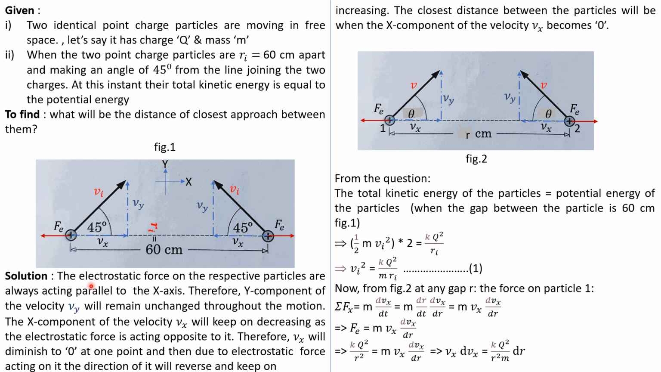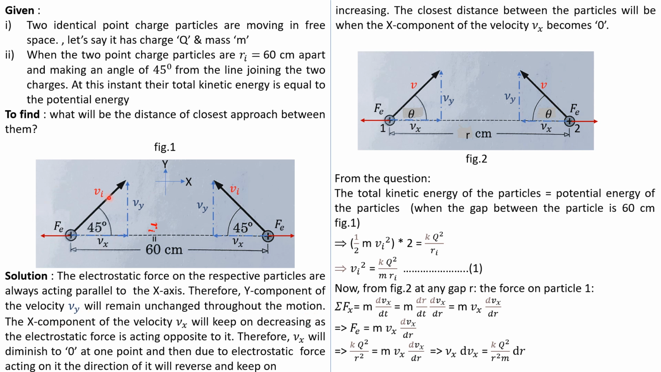What is happening? The electrostatic force on the respective particles are always acting parallel to the x-axis. They are identical charge, so it will be in this direction. On this particle it will be in this direction, and there is no force along the y-axis. So component of velocity in the y direction will never change throughout the motion.